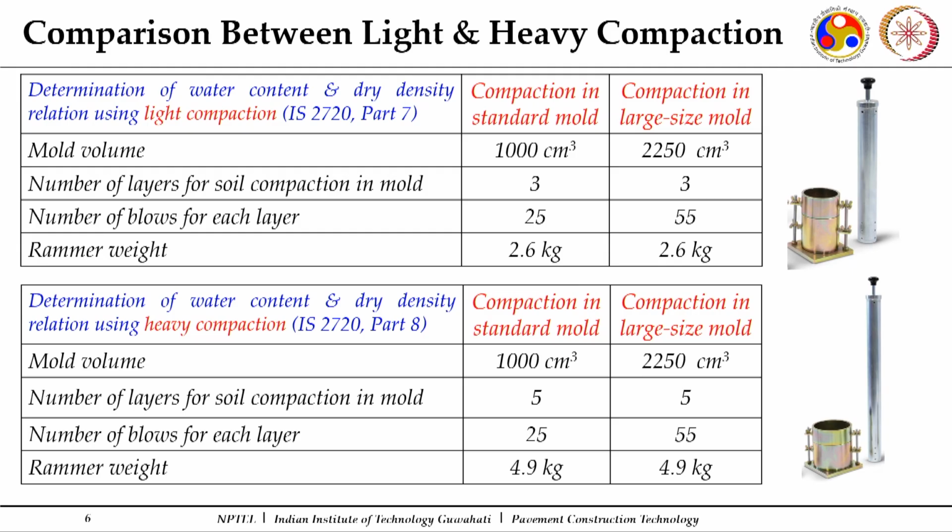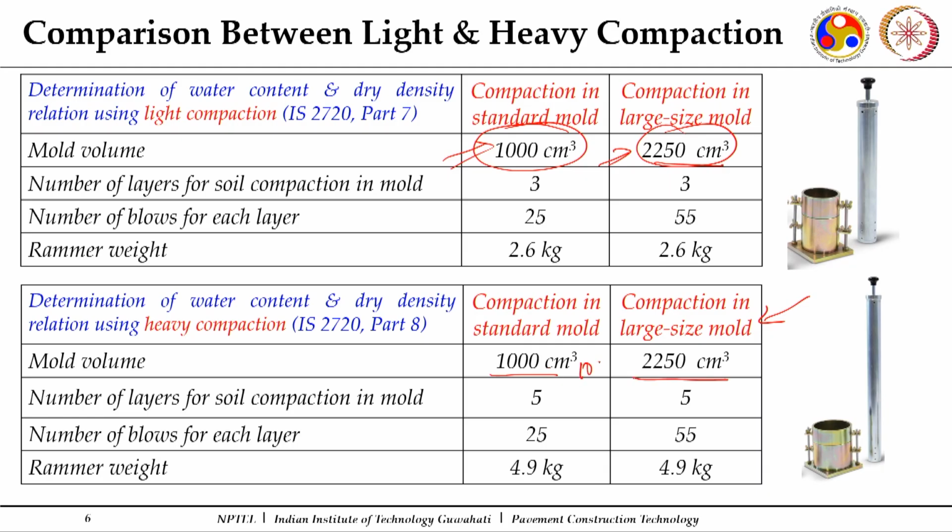Depending upon the sizes of coarse particles present in a soil, you can use smaller molds or bigger molds. Bigger molds, with a 15 centimeter dia, will have a volume of around 2250 ml, and the smaller one will have around 1000 ml. Now, for our cases we will specifically prefer heavy compaction only, for most of the highways. So, in that case you can go with the 1000 ml mold or the 2250 ml mold.